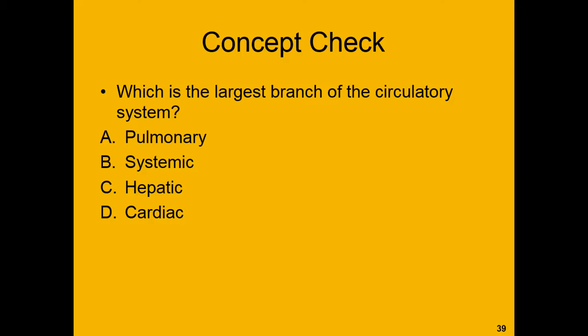So, class, concept check. Which is the largest branch of the circulatory system? The pulmonary, systemic, hepatic, or cardiac branch? You can rewind the video, or pause it, check your notes, check your textbook, and get me an answer. 5, 4, 3, 2, 1. The correct answer is systemic. Systemic is a large umbrella term that includes both the hepatic and the cardiac branches within it.